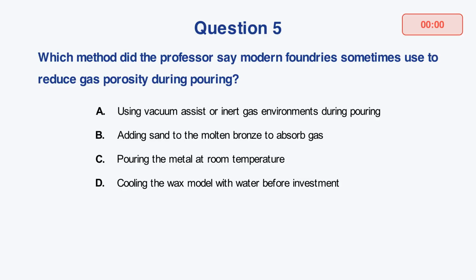Listen again to part of the lecture, then answer the question. Modern foundries favor the ceramic shell method because it yields finer surface detail and allows for consistent repeat casting.